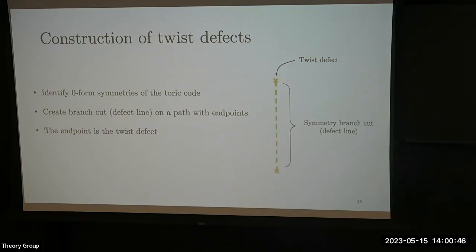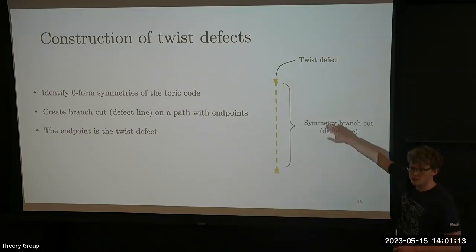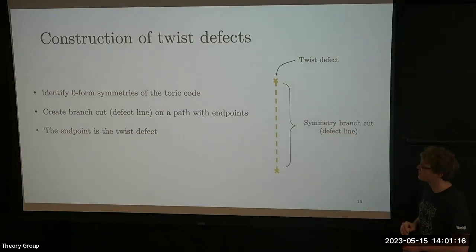Okay. The standard approach in the quantum information community to constructing twist defects goes as follows. First, you identify zero form symmetries of the toric code stabilizer group. These are symmetries over all of space. Then you create a branch cut or a symmetry defect, I'll refer to it as a defect line, on a path with endpoints. The endpoints of that defect line are precisely the twist defects. Let's see this in action.